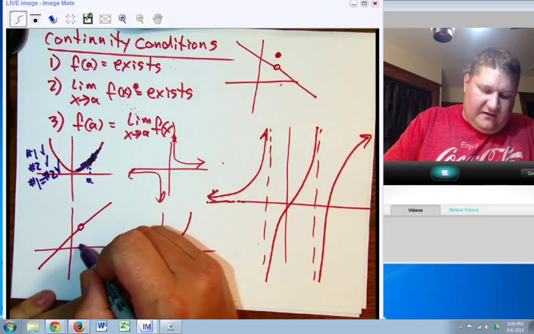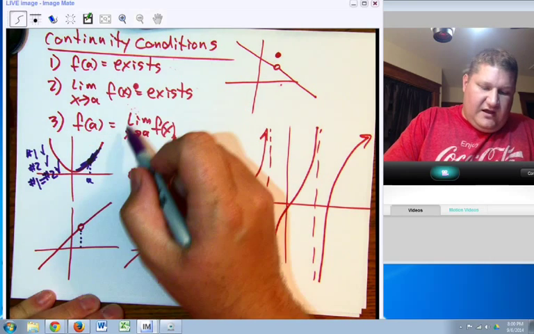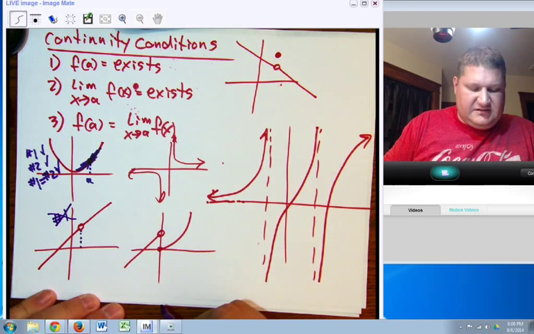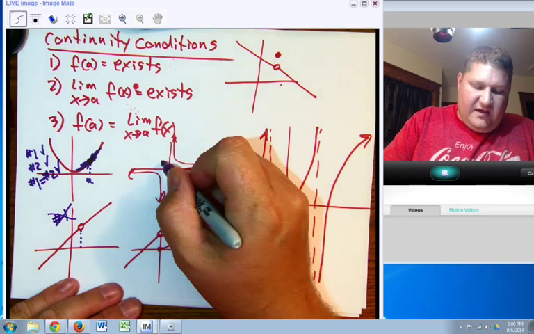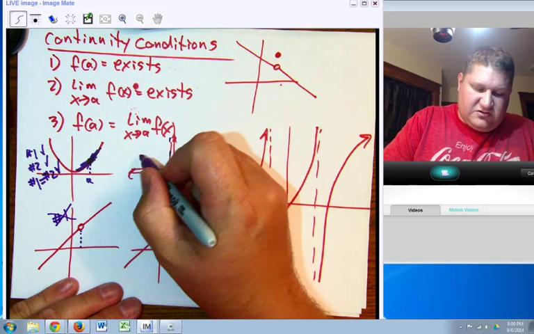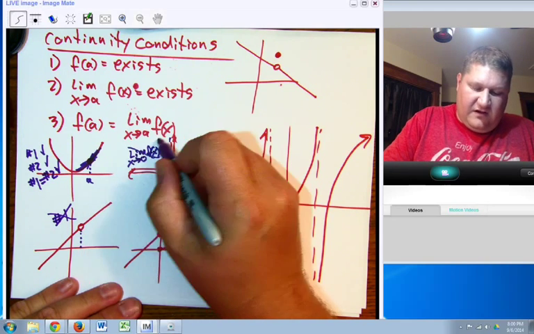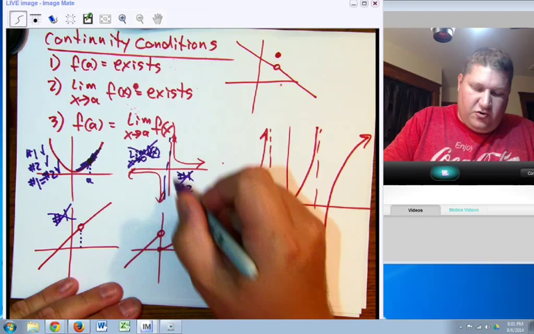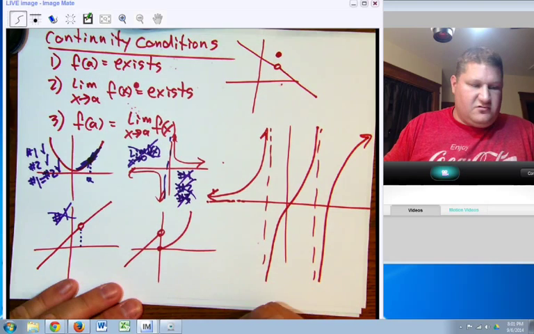In this case, it is not continuous at a, because although it has a limit, we can stop right here. It fails condition number 1. It's done. Don't even need to go any further. It doesn't exist because, again, we have an asymptote at 0. So if I take the limit as x approaches 0 of f of x, the answer is does not exist. It fails condition 2 because it goes opposite directions.